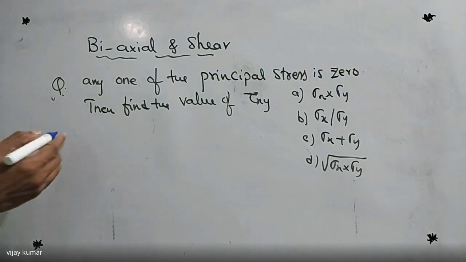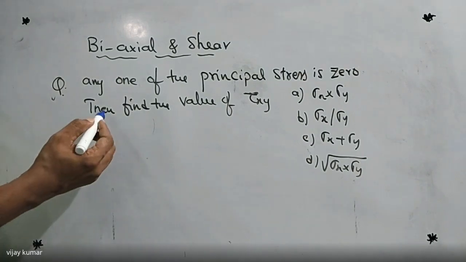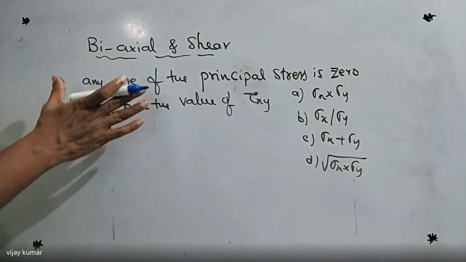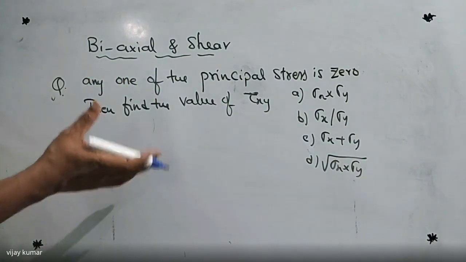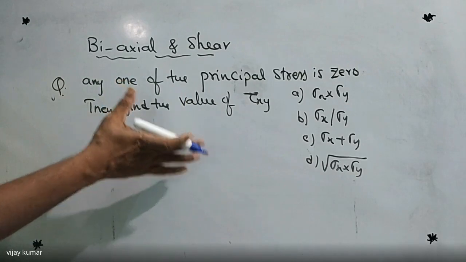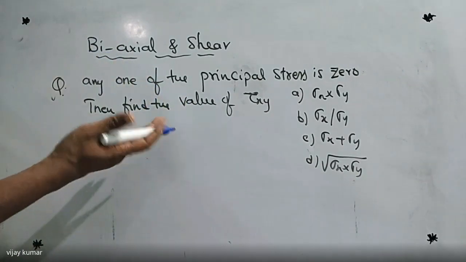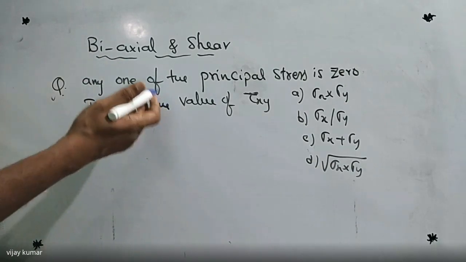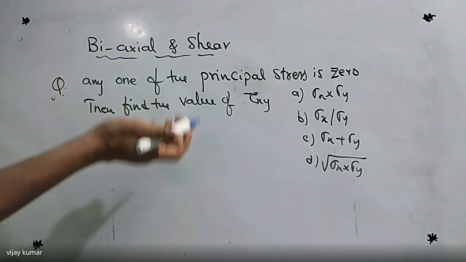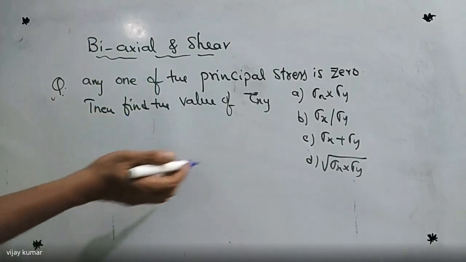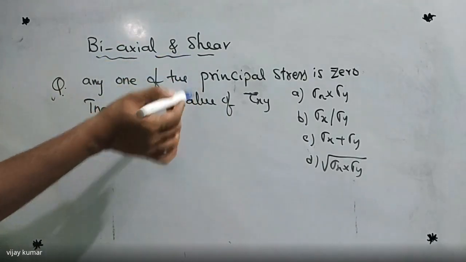So here I am going to take that any one of the principal stresses is zero, but when the component is subject to biaxial and shear, the case is not mentioned. So we have to take the standard case. In this problem, the case is not mentioned, meaning it is not mentioned whether it belongs to uniaxial, biaxial, uniaxial and shear, or biaxial and shear. So we have to take the standard case, that is biaxial and shear here.